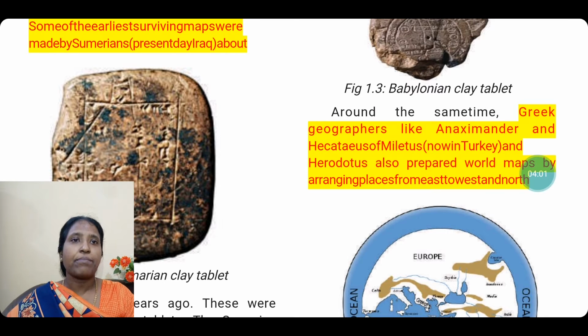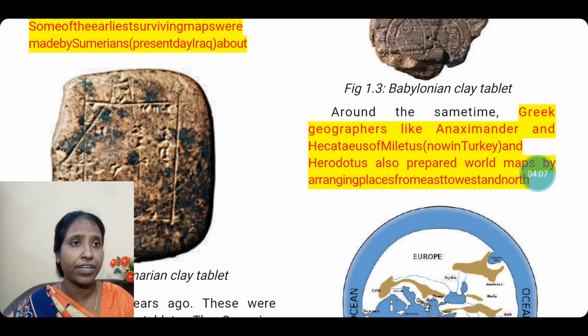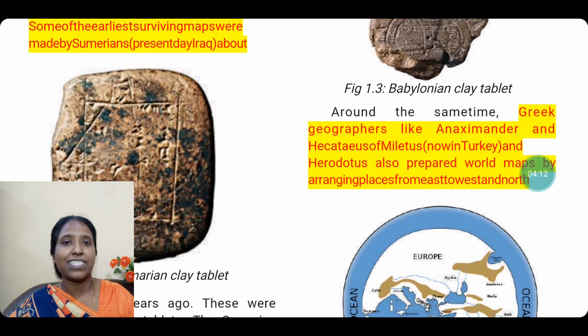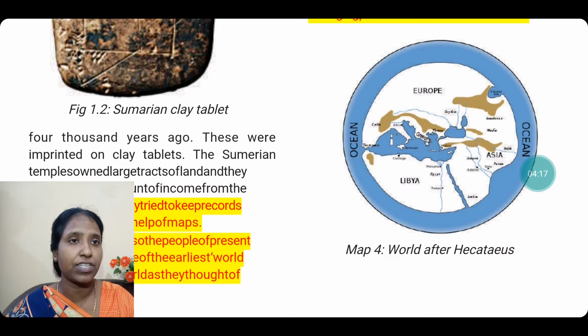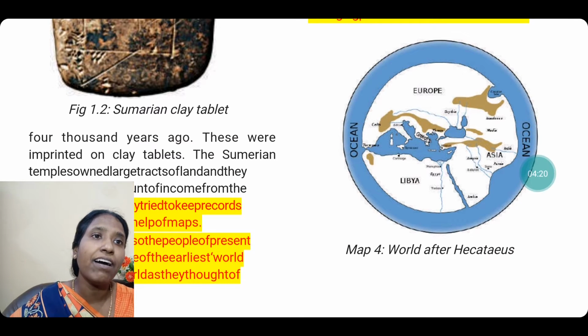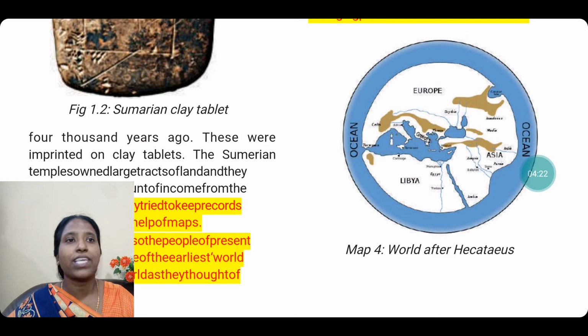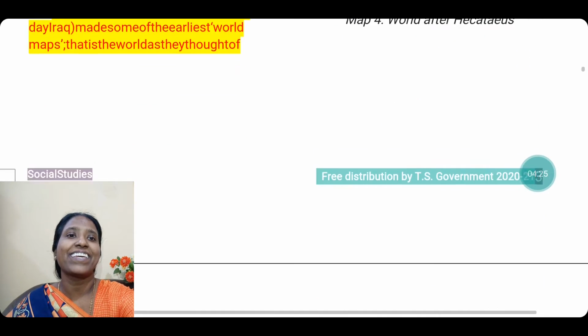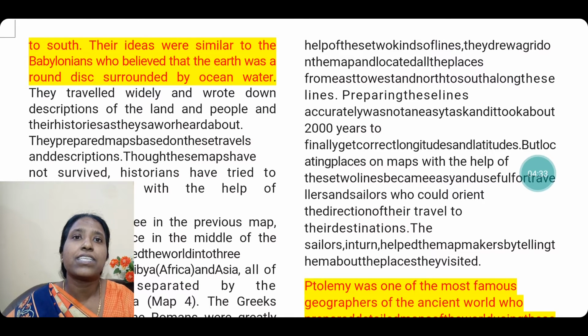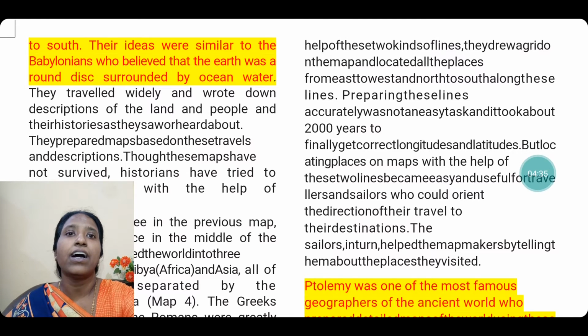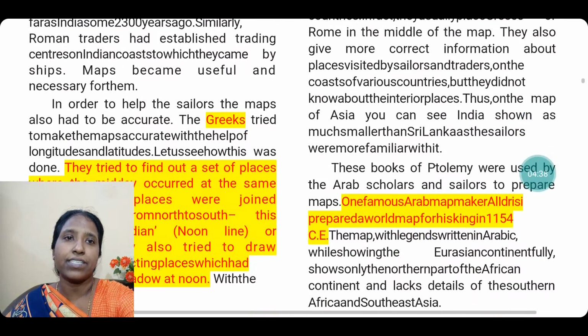And then at the same time, Greek geographers like Anaximander, Hecataeus and Herodotus also prepared world maps by arranging places from east to west and north to south. Now you can see here that this is a world map after Hecataeus, and you can see Greece is there in the middle, and there are 3 continents which are separated by the Mediterranean Sea. That is how they had made it, and you can see the similarity between the Greeks and the Babylonians. That is, they believed that the earth is like a round disc, a circular disc.